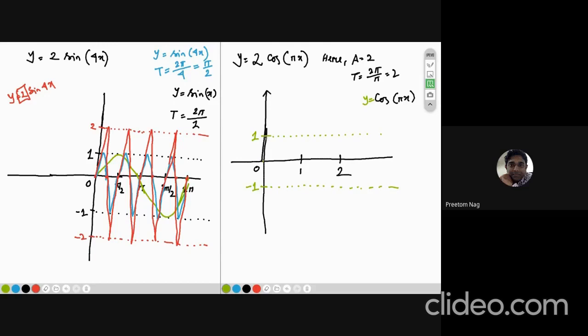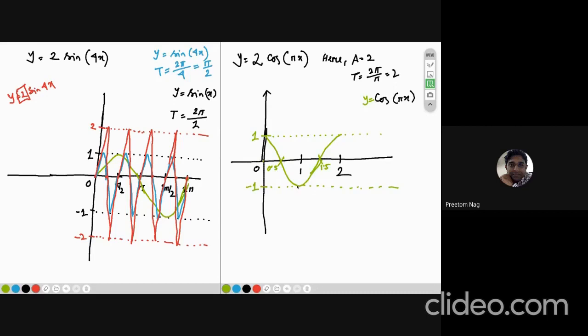So the graph will be, and at pi that will be -1, okay, and for x equal to 2 the graph will come back to 1. So this point is basically 0.5, this point is 1.5, that means 3/2. Okay, so this is the graph, just one oscillation I am considering. Okay, so this is the graph for cos pi x.